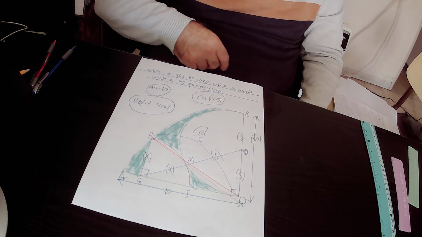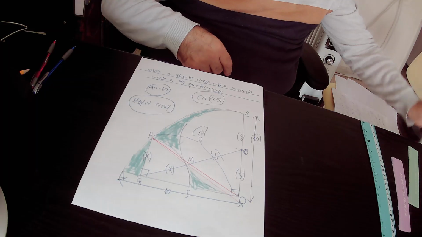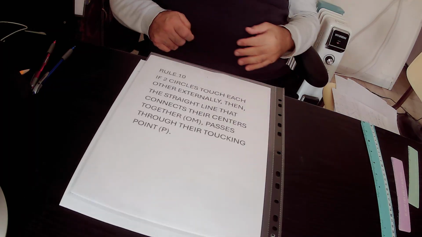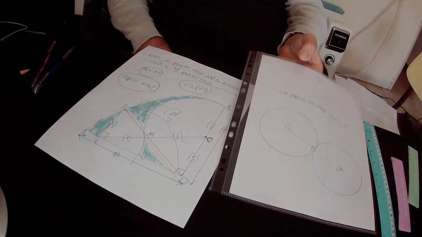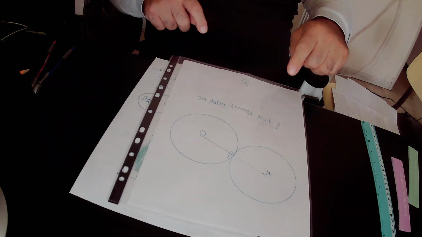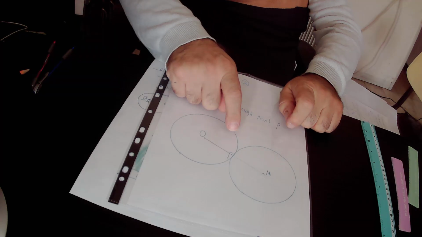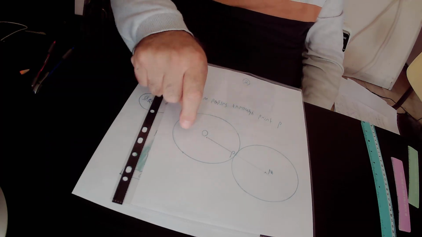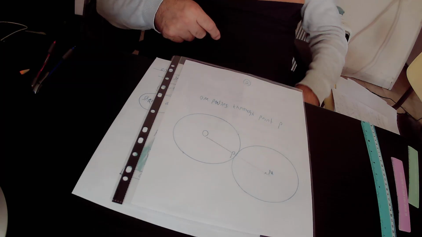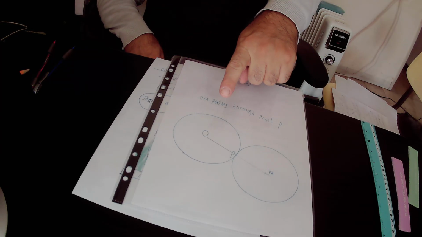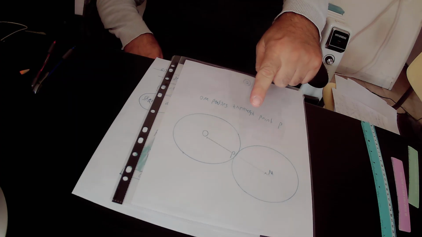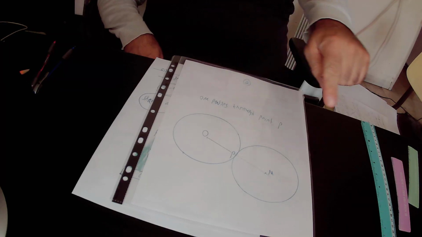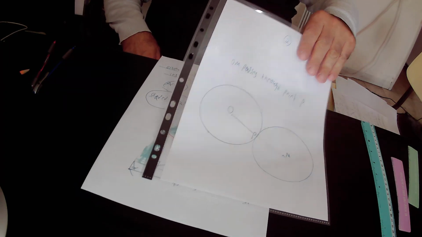Therefore, we can implement rule 10. According to rule 10, if two circles touch each other externally, then the side line that connects their centers passes through their touching point. In the drawing, we have two circles that touch each other externally at point P. Point O is the center of this circle, and point M is the center of this circle. The side line that connects the centers is of course the side line OM. According to rule 10, the side line OM must pass through the touching point, point P. Or OPM is one side line. Again, OPM is one side line according to rule 10.